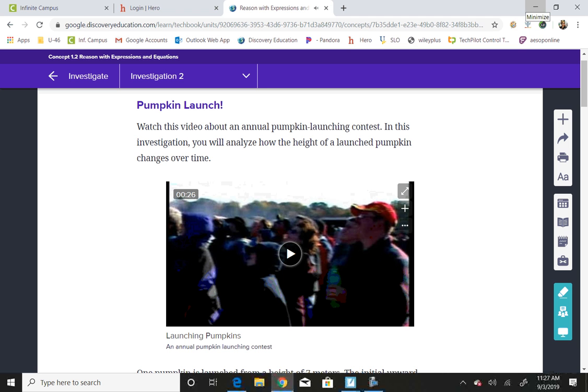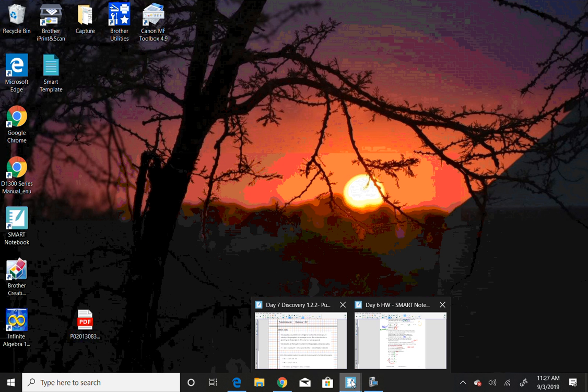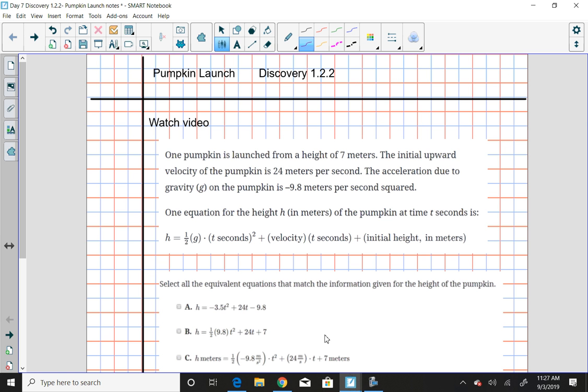All right, so there we go. There is your pumpkin chunkin'. So let's suppose that we are going to launch a pumpkin from a height of 7 meters. If you would do me a favor, write down height equals 7 meters. And if you are like most middle schoolers, you have no idea how tall that is.